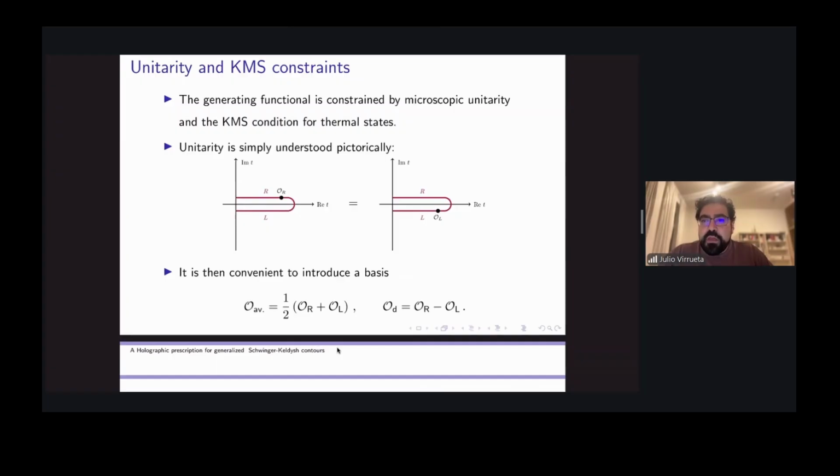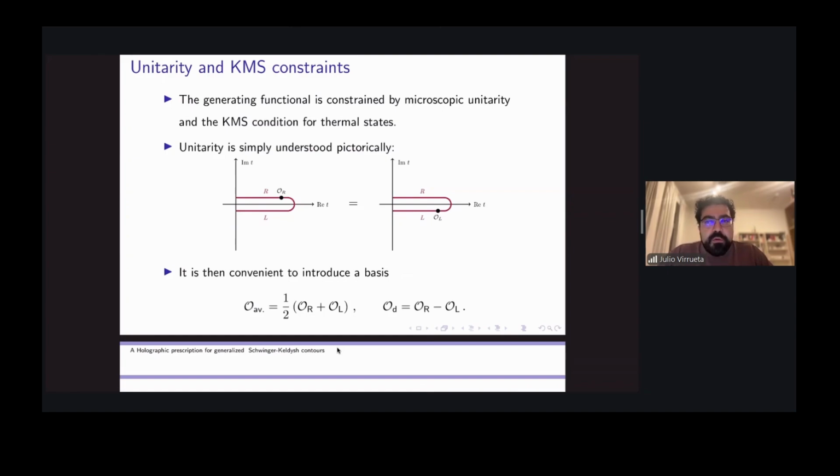Here is just a pictorial example of how unitarity works. If I have one of these operators inserted in the forward moving branch, usually referred to as right, I can trade it for a left operator as long as there is no other operator in between, right? I can just slide it forward in the contour without any problem. But that means that if I have a collection of right correlators, I can trade them off for left correlators without any penalty.